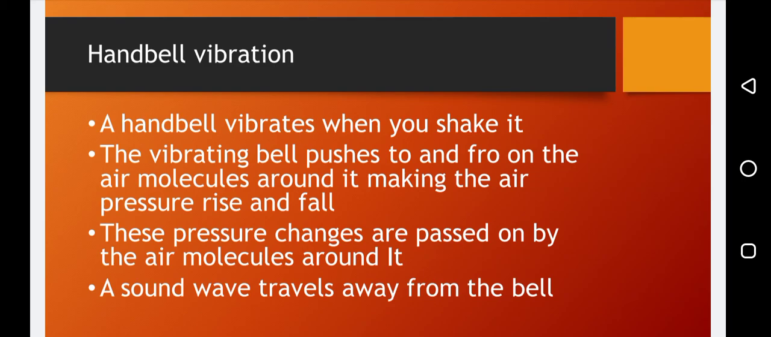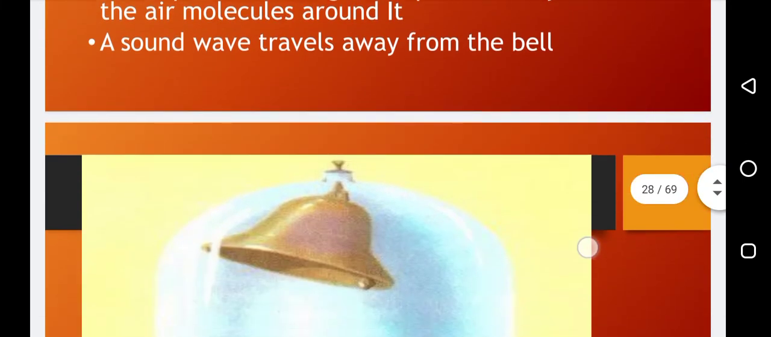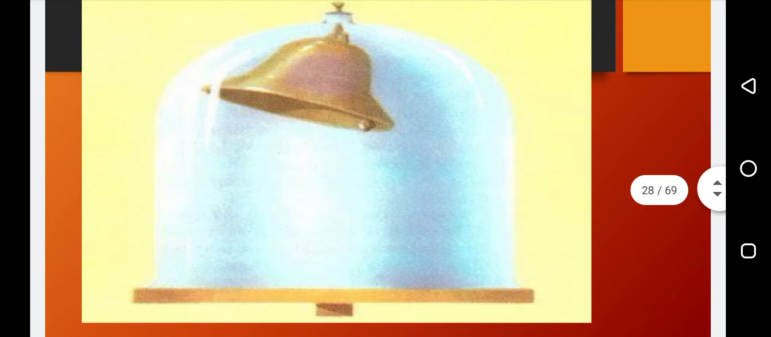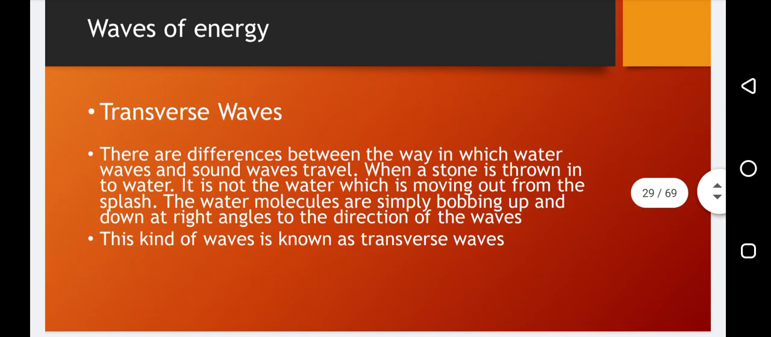Clear? I repeat again. These pressure changes are passed on by the air molecules around it. A sound wave travels away from the bell. The sound wave travels through the air molecules. Without the air molecules, we are not able to hear the sound. You can see in that picture the bell moving in the backward and forward direction.